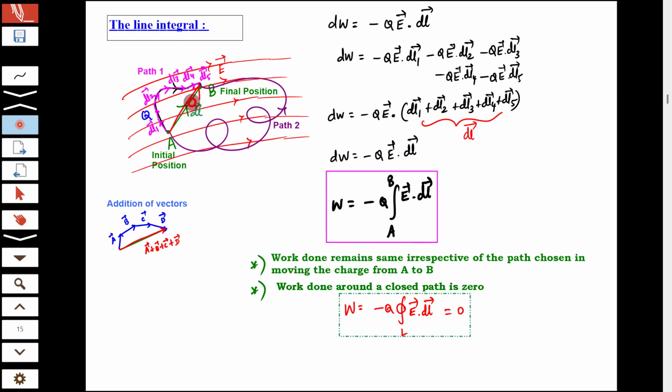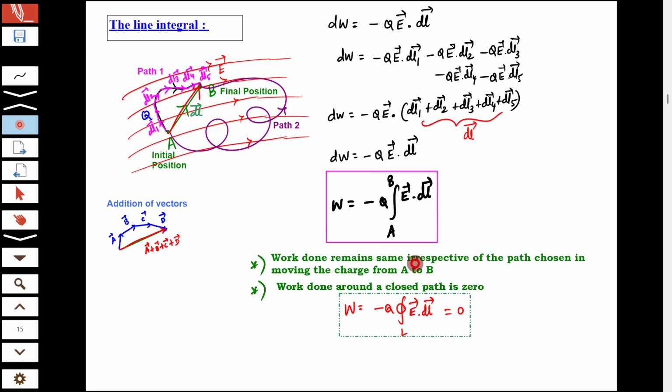Also, if I take the charge around a closed path, it does not mean no work is done. It means the work is done where the amount of energy spent and the amount of energy gained, the net value, is 0. Meaning an equal amount of energy is spent and an equal amount of energy is gained by the system which is trying to move the charge around a closed path. That indicates the work done around a closed path is 0.